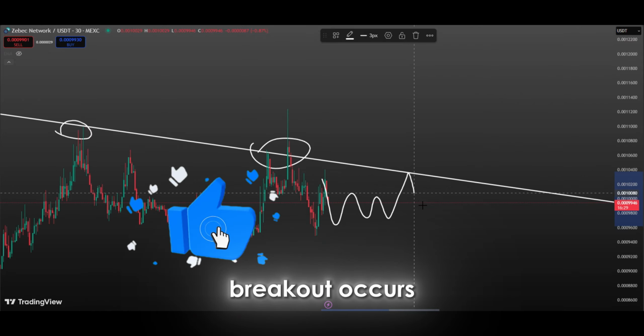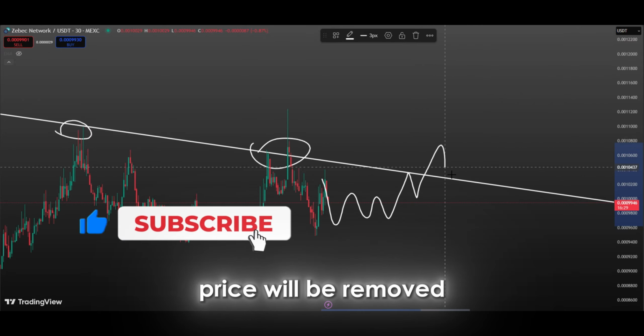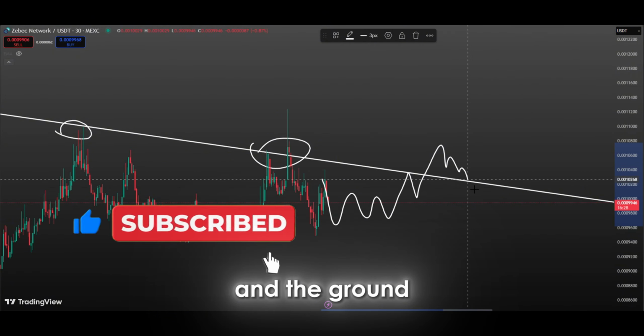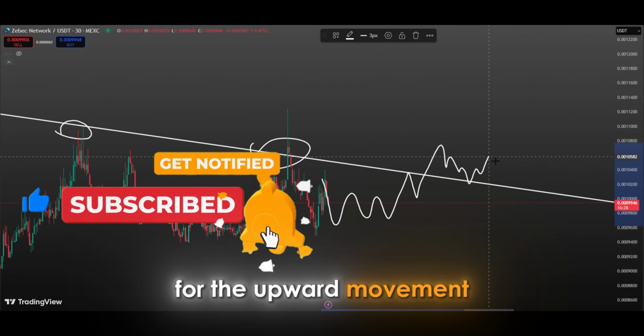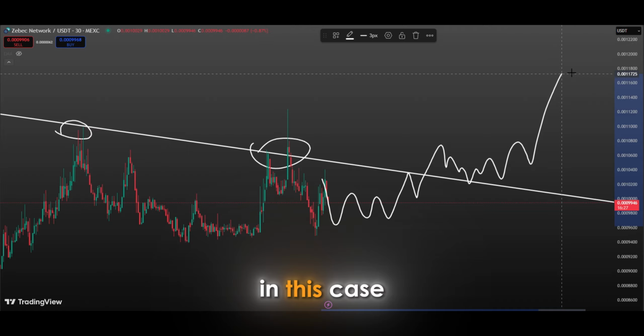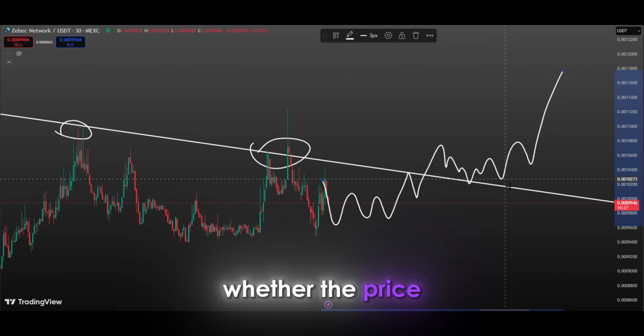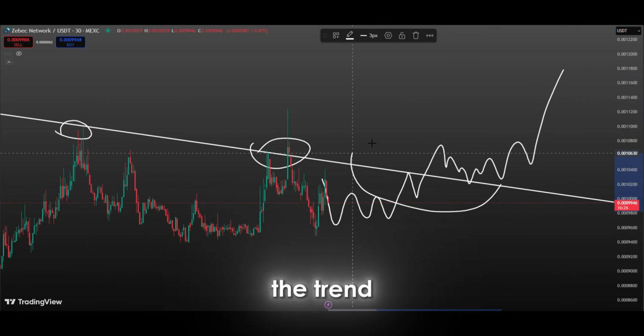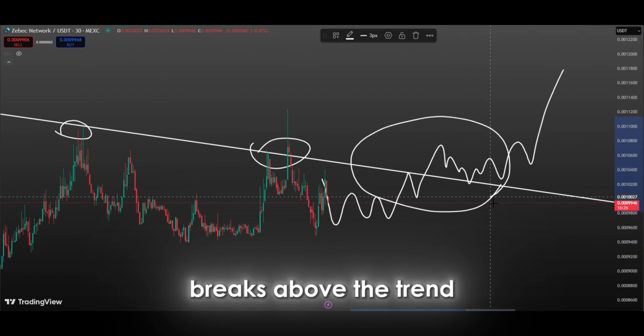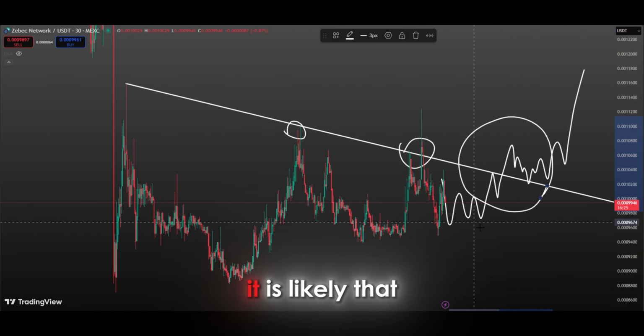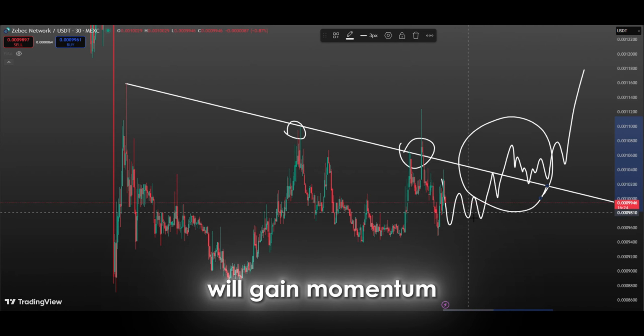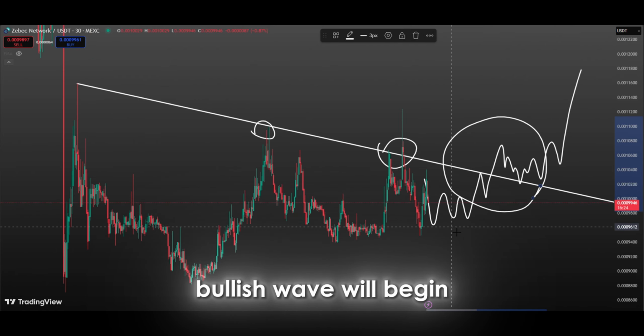If such a breakout occurs, the obstacles in front of the price will be removed one by one, and the ground will be prepared for the upward movement. In this case, it's also of great importance to follow whether the price will remain above the trend. If the price breaks above the trend and forms a solid support here, it is likely that the upward movement will gain momentum and a strong bullish wave will begin.